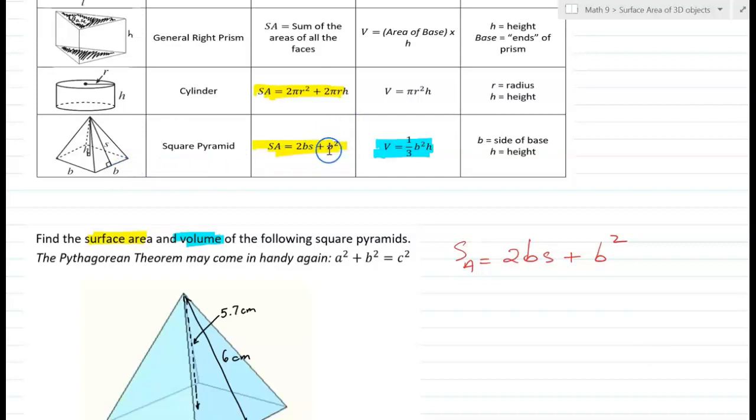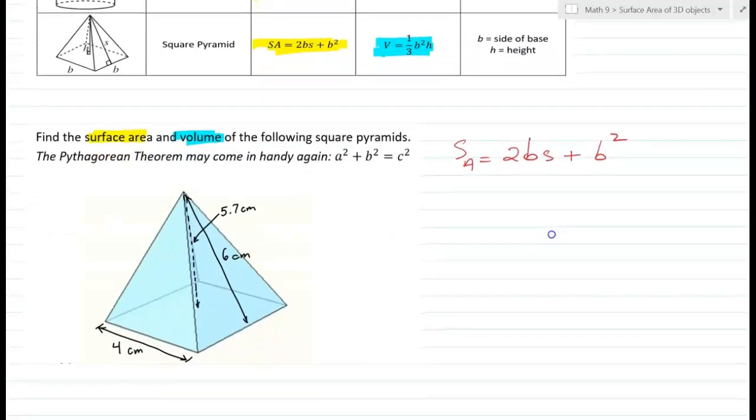Now, b squared is the area of the square in the base, and then the 2bs is the total area of the 4 triangles that you will see, okay? And that becomes 2bs. And there is a Pythagorean part of that, a Pythagorean theorem that actually comes into play to calculate the 2bs. And remember, there are 4 triangles. Okay, so let's go ahead and do this.